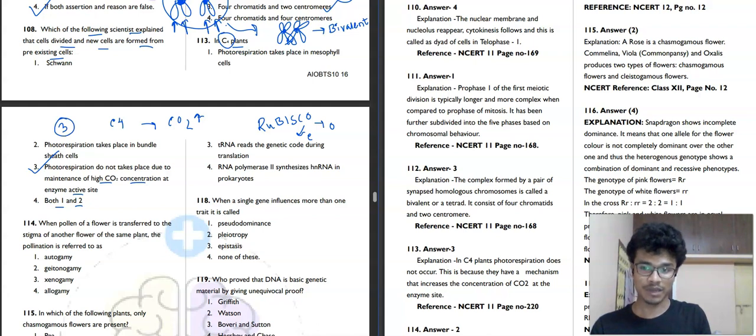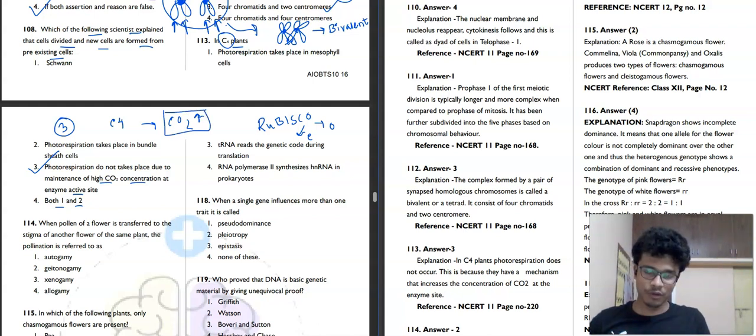C4 plants have a special mechanism which increases the concentration of carbon dioxide, or CO2. You may ask why this CO2 increases. What's the reason behind this? This basically happens because mesophyll C4 acid is broken down in the bundle sheath cell to release this CO2. That's why the concentration of CO2 is higher in C4 plants. So the third option will be the correct answer for this question.